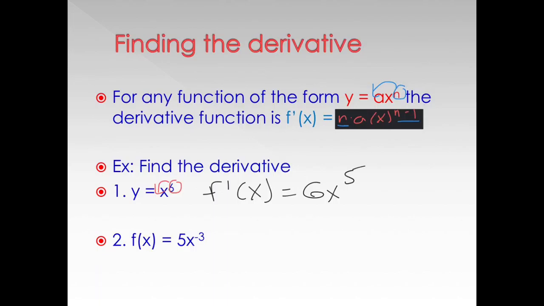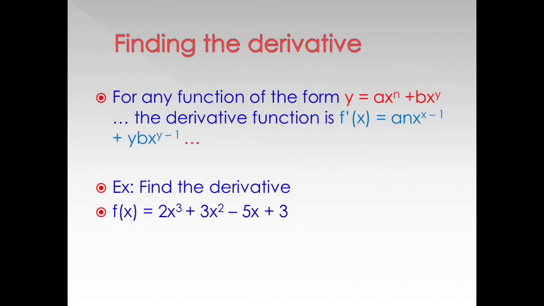For our next example, we have f of x equals 5 times x to the negative third. Again, the negative 3 is going to come to the front, and the new exponent is going to be 1 less. So we get f prime of x is going to equal negative 3 times 5 times x to the negative 3 minus 1. When we simplify that, we get negative 15 times x to the negative 4. So again, for the power rule, the way we use it is we take the exponent and put it in the front, multiply by any constants that are there, and then the new exponent is going to be 1 less.